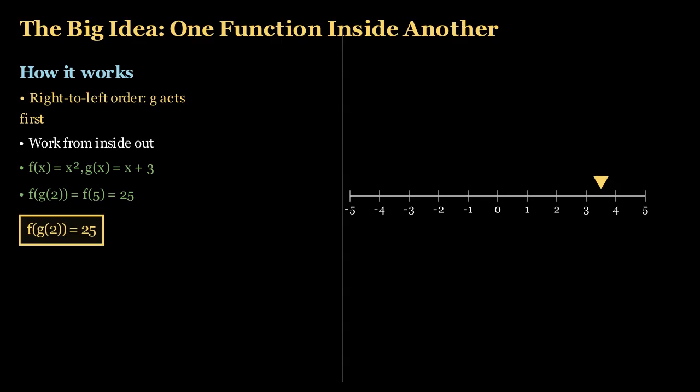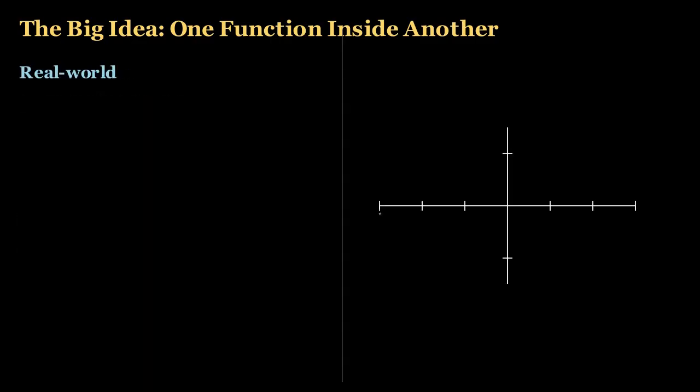Now, we want a function that gives the puddle's area directly from time. We already know the area of a circle from its radius, A of r equals pi r squared. That's a function. To get area from time, we compose them, A composed with r of t. We feed the radius function into the area function.